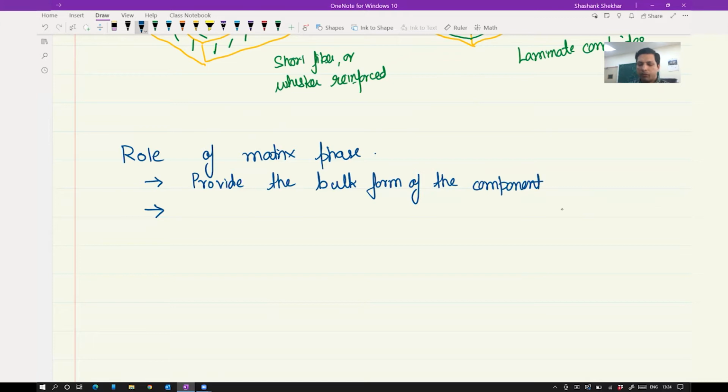The purpose of the matrix is also to hold and protect the reinforcing phases. Because the reinforcing phases are embedded inside it, the matrix is also supposed to protect those reinforcing phases. Hold and protect.